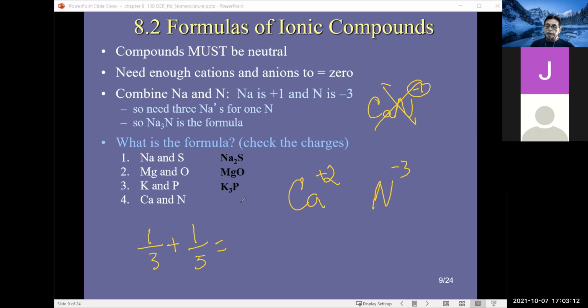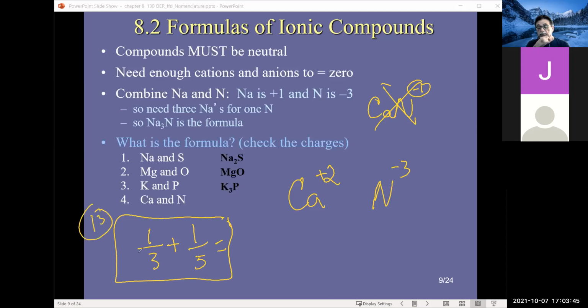What do I look for? Anybody know? What do I look for when I'm trying to add these two fractions? Common denominator? You got it. We need a common denominator for 1/3 and 1/5. Normally, we can just multiply the denominators, right? So it looks like the most common denominator could be 15 for these two numbers, right?